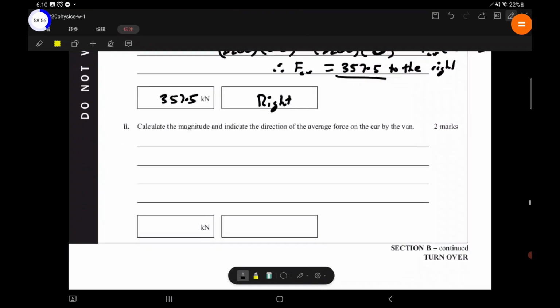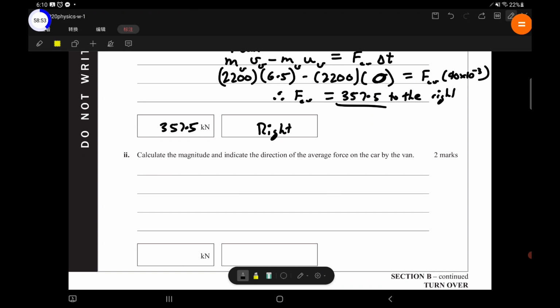But now let's move on to part II. We have to calculate the magnitude and the direction of the average force on the car by the van. Two ways to do this. One, you can either be a Dumbo and go through this entire process again with the van and the car again, or you can be a little bit smarter and just use Newton's third law, right? And that's what we're going to do here. So we know the impulse is the same on the van as it is on the car. The forces are going to be the same as well.